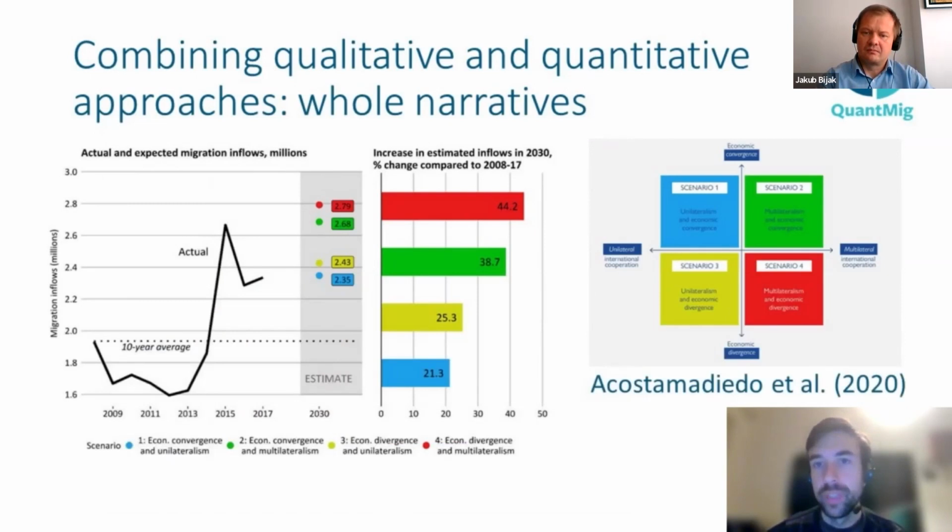Then, by means of a survey, the authors ask experts to express the consequences they expected from each scenario in terms of migrant numbers. However, this approach does not allow us to determine the relative impact of each factor on migrant numbers. For example, it does not allow us to determine how much of the change in the expected number of migrants is attributable to change in economic convergence compared to change in levels of international cooperation.